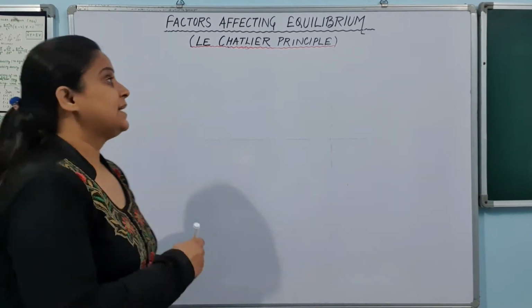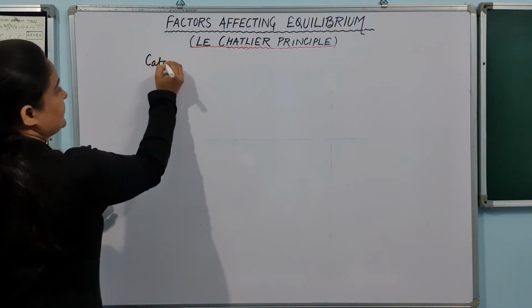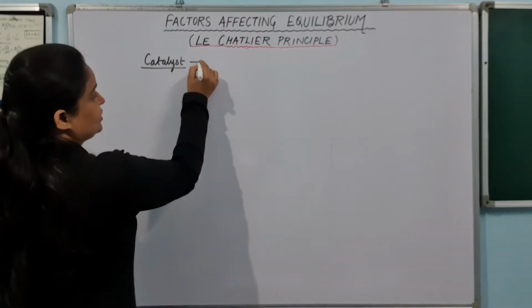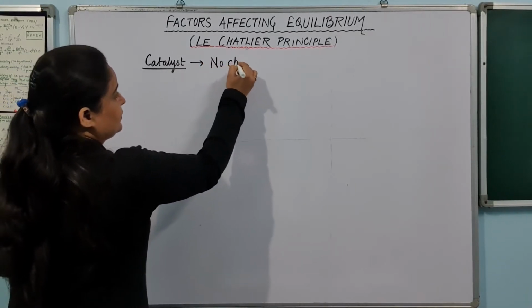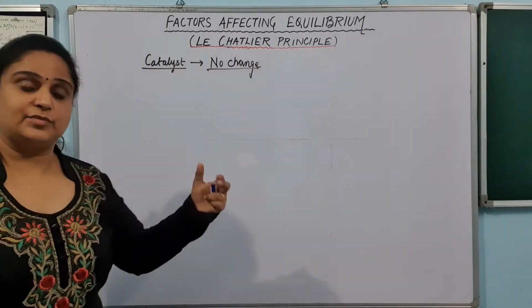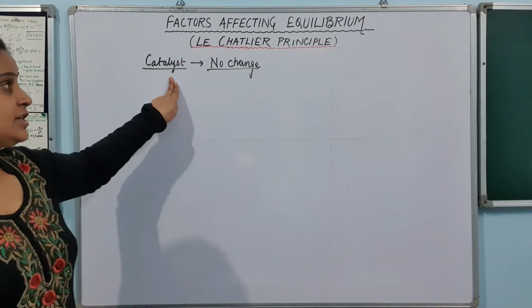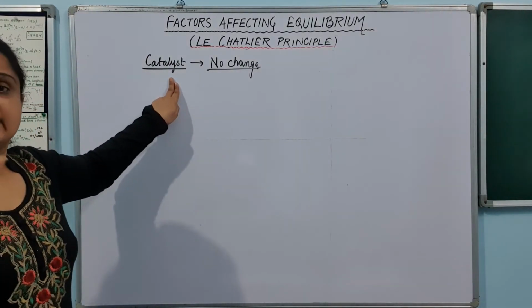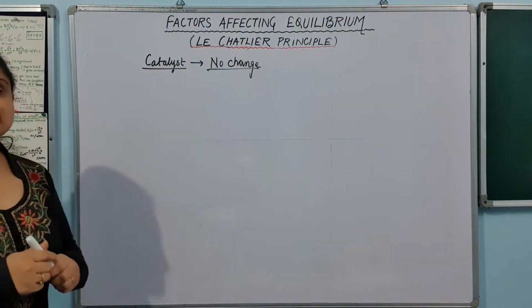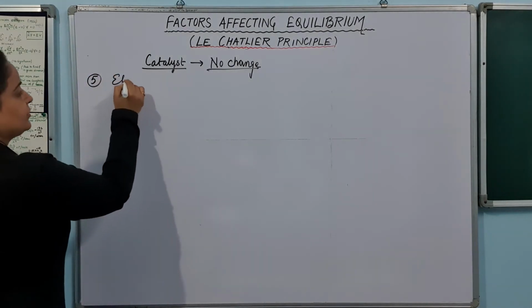So make sure that you are not taking the catalyst as a factor which can change the Kc. So there is no change in the case of a catalyst. Why? Because it changes both rates, the forward rate and the backward rate of the reaction. Hence there is no change in Kc if you are adding a catalyst to the reaction.